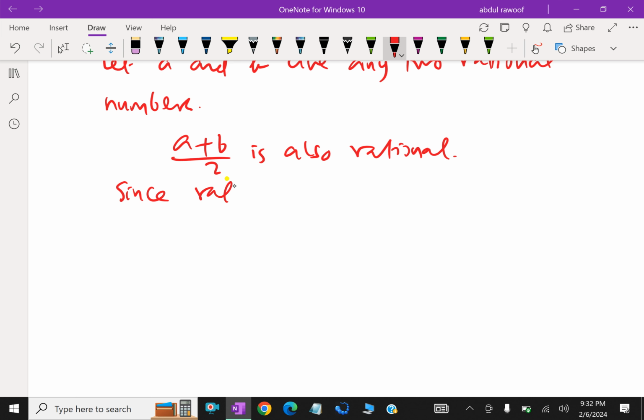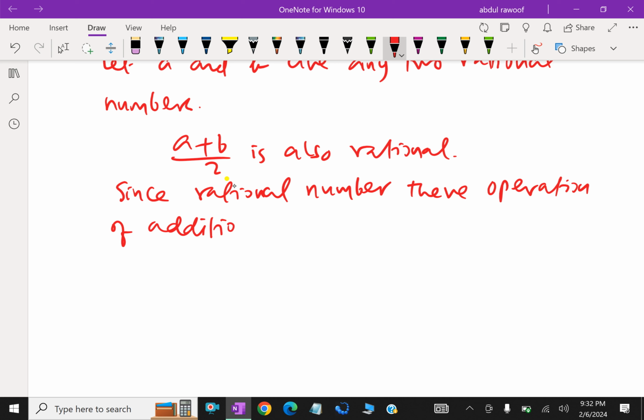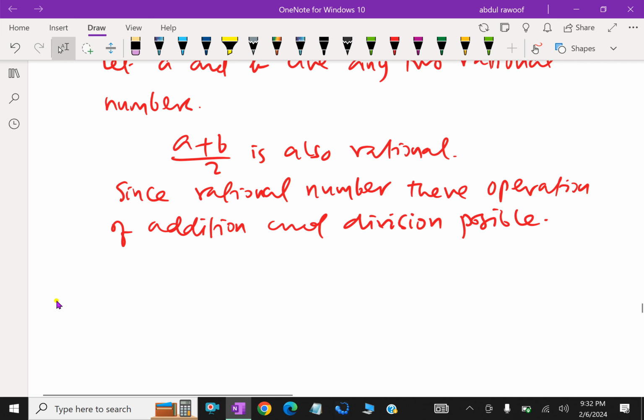Since rational numbers, operation of addition and division are possible. Only the denominator should not be equal to 0.